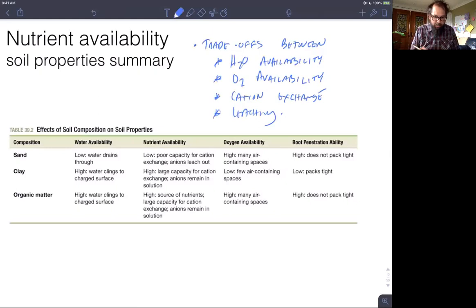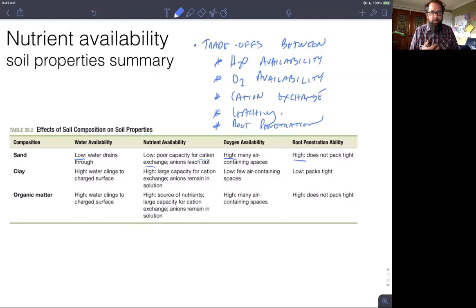So in sand, we have low water availability. Water is going to drain right through, and you have a low capacity for cation exchange because there are not very many charged particles in sand, and anions are going to leach out, but oxygen is very available. And root penetration, that's the one thing I didn't put on here, is really easy because sand doesn't pack very tight.